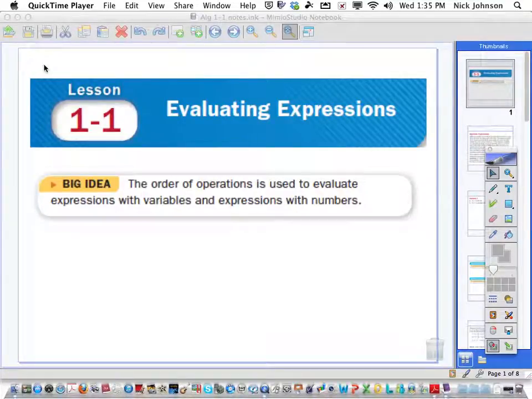Today we're going to talk about Lesson 1-1, Evaluating Expressions. The order of operations is used to evaluate expressions with variables and expressions with numbers.